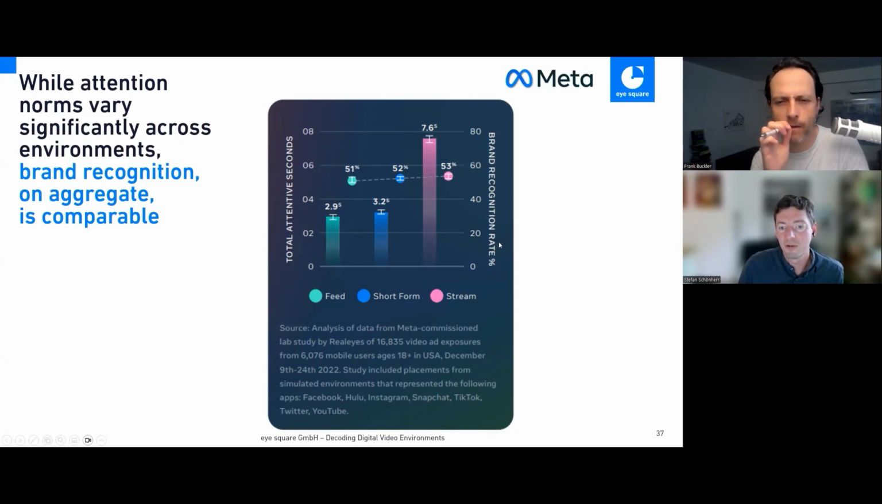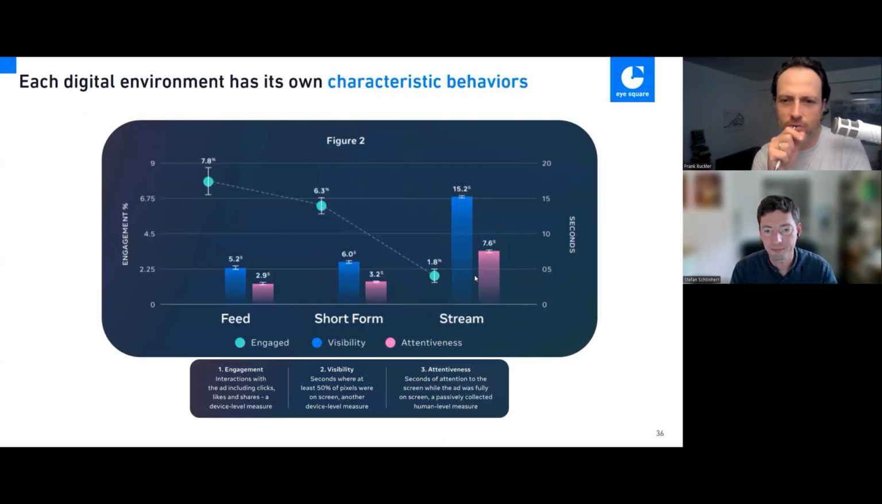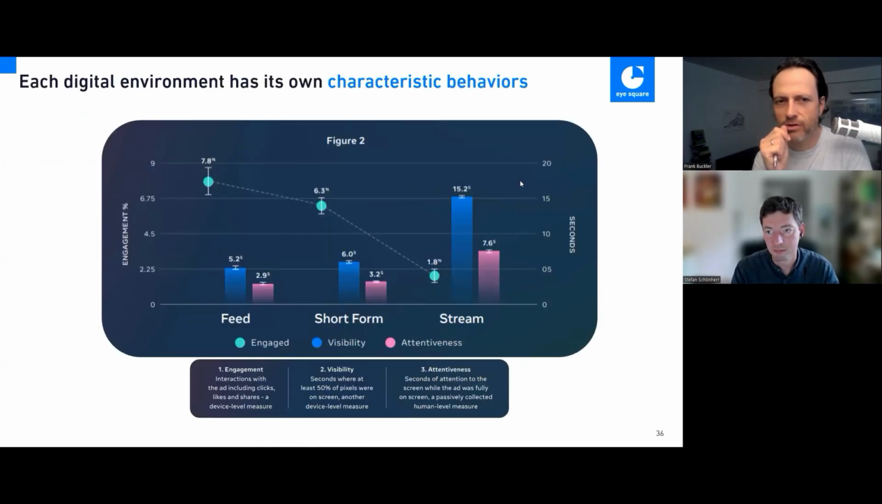So although there are big differences when it comes to attentiveness, there are no differences when it comes to recognition rates. Streaming has high attention seconds, but the same brand recognition. So, to go back to the slide before, those with the highest visibility and attention actually scored lowest in engagement. So basically, the measurement is not predictive at all of outcomes, right?